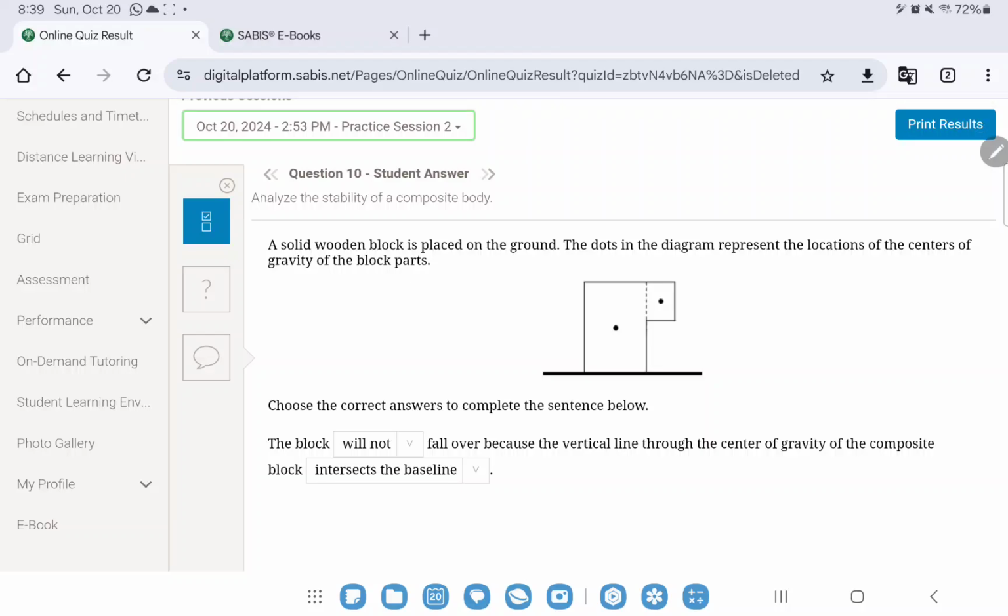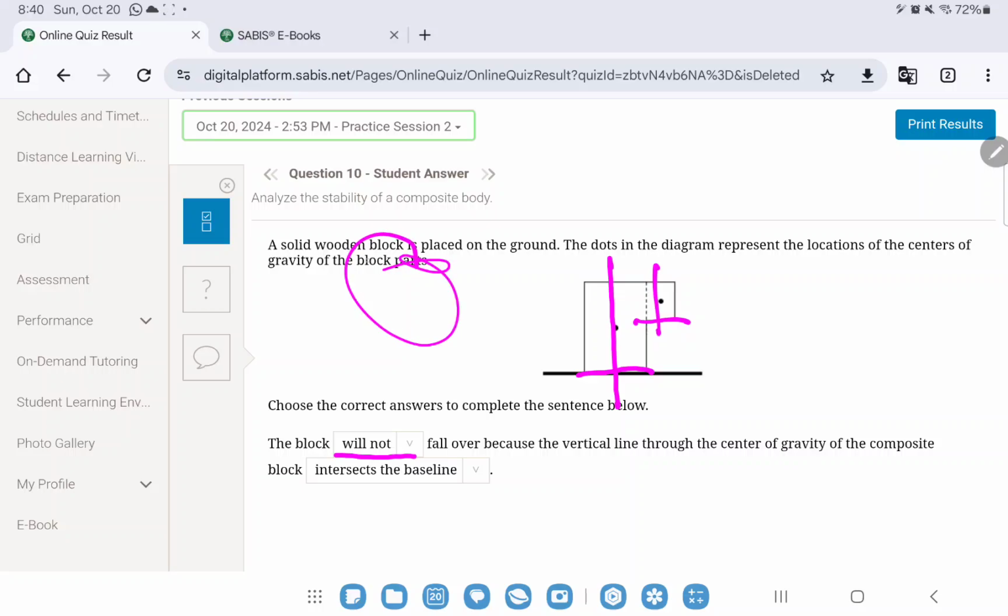You have a solid wooden block and it's placed on the ground. The dots represent the centers of gravity of the block parts. We're going to see why the block is not going to fall over. The block will not fall over. Why will it not fall over? Because the vertical line through the center of gravity intersects its baseline. If it intersects the baseline, it's not going to tumble over. As you can see, they both intersect their baseline, so it will not tumble over.